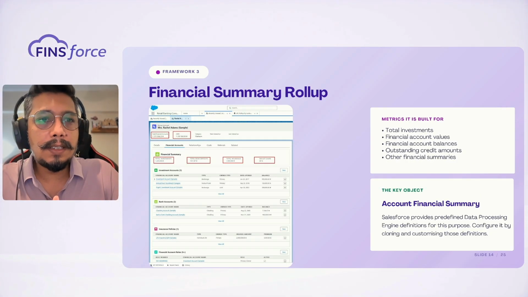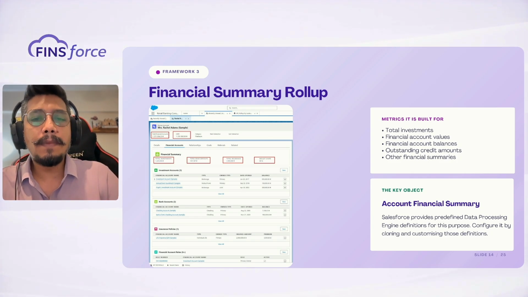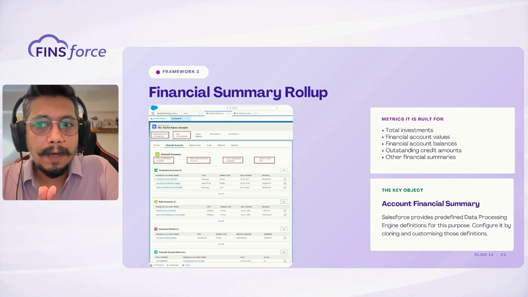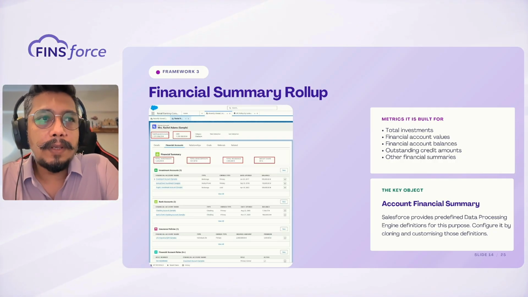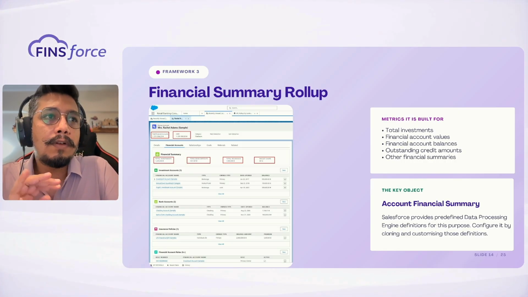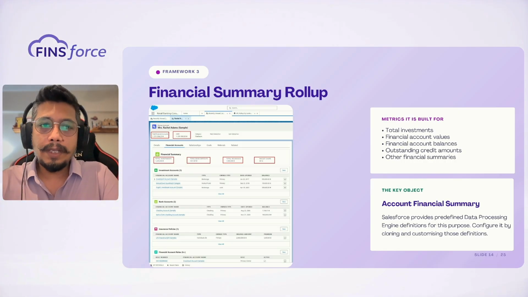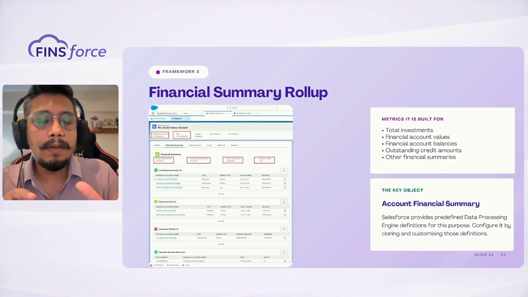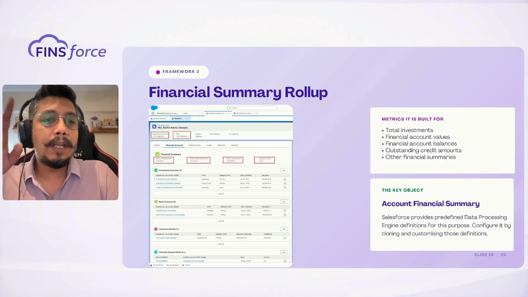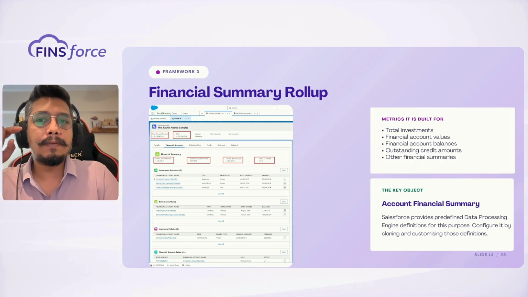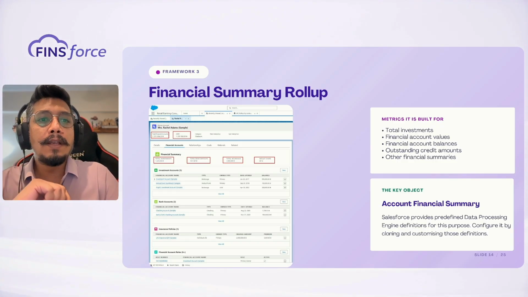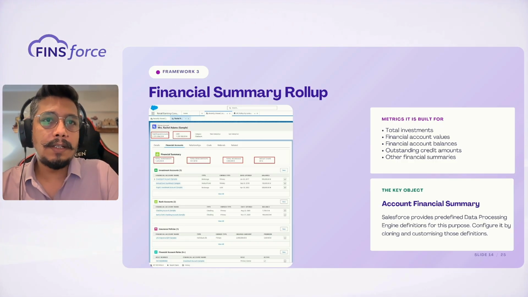Next we have the financial summary rollup. As the name suggests, it will summarize your financial values, like total investment, any financial account value, the credit amount you have, the number of loans or the loan amount you have. For example, in India, if you are using the IND Money app, it will show you total wealth, calculating all the mutual funds you have, the savings accounts you have, and the credit you have, and it will show you total worth. That is another example of financial summary rollup.